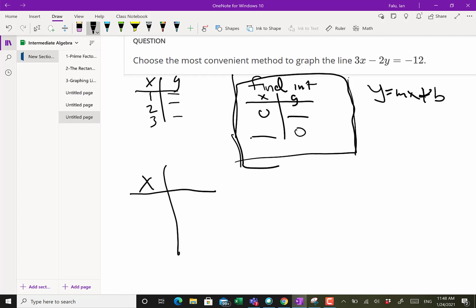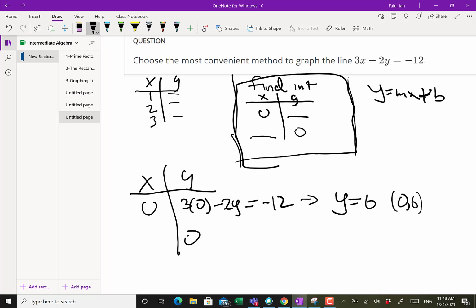So I have my little table here. So when x is 0, I will have 3 times 0 minus 2y equal to minus 12. So I'm going to solve for that. So I'm not going to do the whole division thing. So y is going to be equal to 6. So that gives me the point 0, 6.